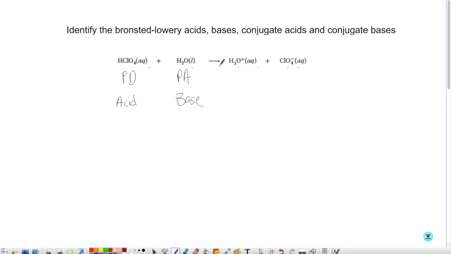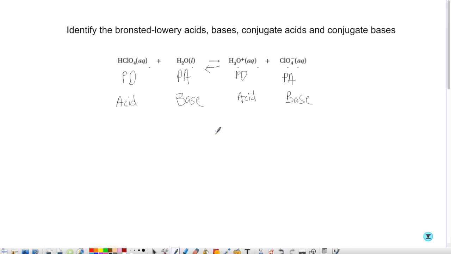Okay, now what if I do this? What if I put this arrow here? That means that the system's at equilibrium, right? So now let's think about the reverse reaction. Well, in the reverse reaction, hydronium ion gives its proton to perchlorate ion to become water and perchloric acid, okay? Which means that in the reverse direction, this is a proton donor and this is a proton acceptor, which would make this an acid and this is a base.